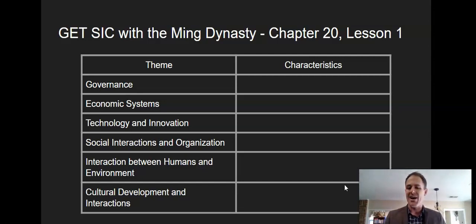Social interactions in an organization. In other words, how are people organized? How are they divided up within a society? What are the families like? What are the gender relations like? What are the race and ethnic lines like? Next, interaction between humans and the environment. So in other words, how are humans changing, impacting the environment, and likewise.